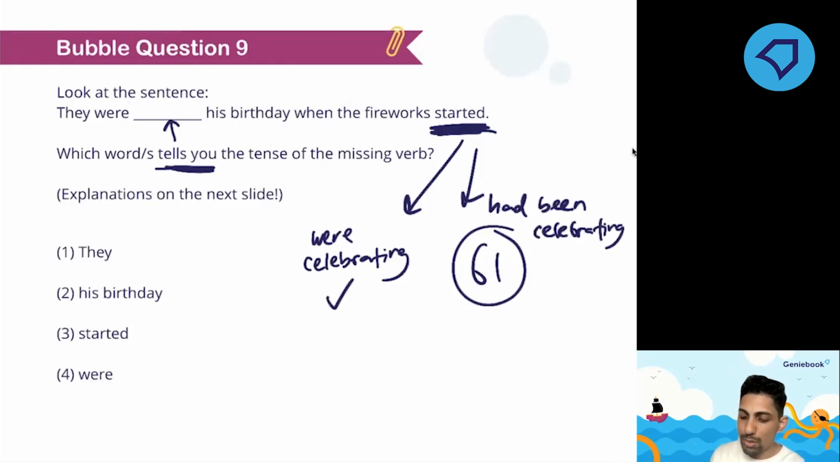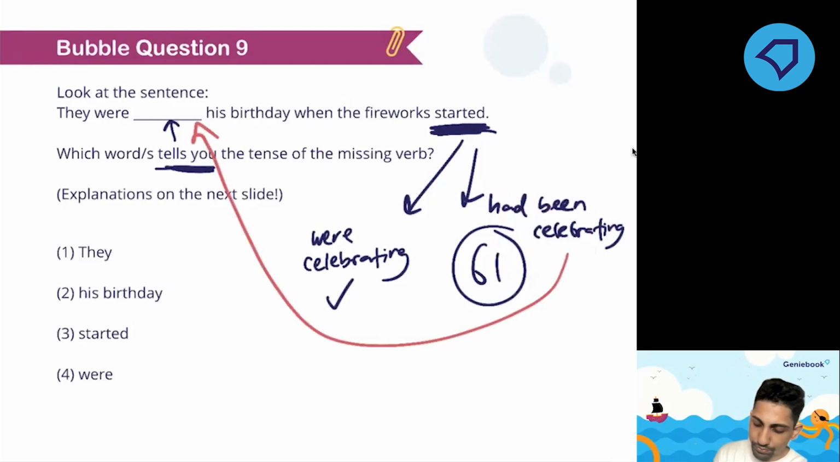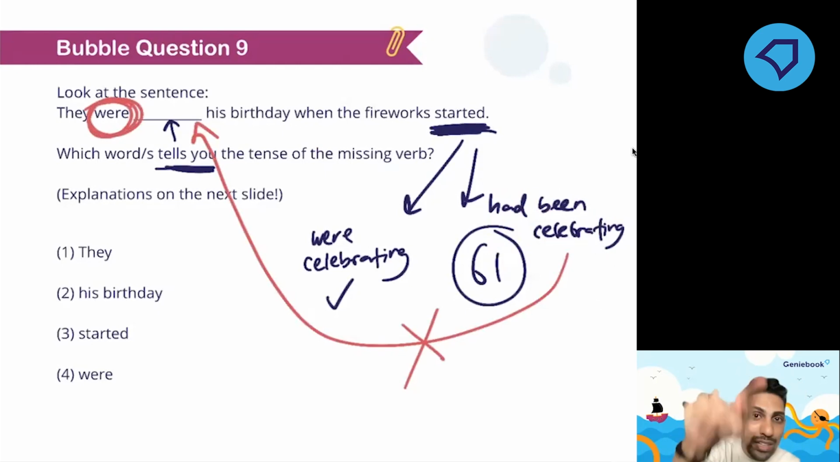Okay. But if you say, Mr. Fawaz, we definitely cannot use this answer because had been does not match this blank. How come it doesn't match this blank? Because of the word were. Were is our clue. No matter what you say, if you use the word were, it can only be celebrating. You cannot say they were celebrated his birthday. You cannot say they will celebrate his birthday. Nothing else fits thanks to were. You see that? So the answer is were.